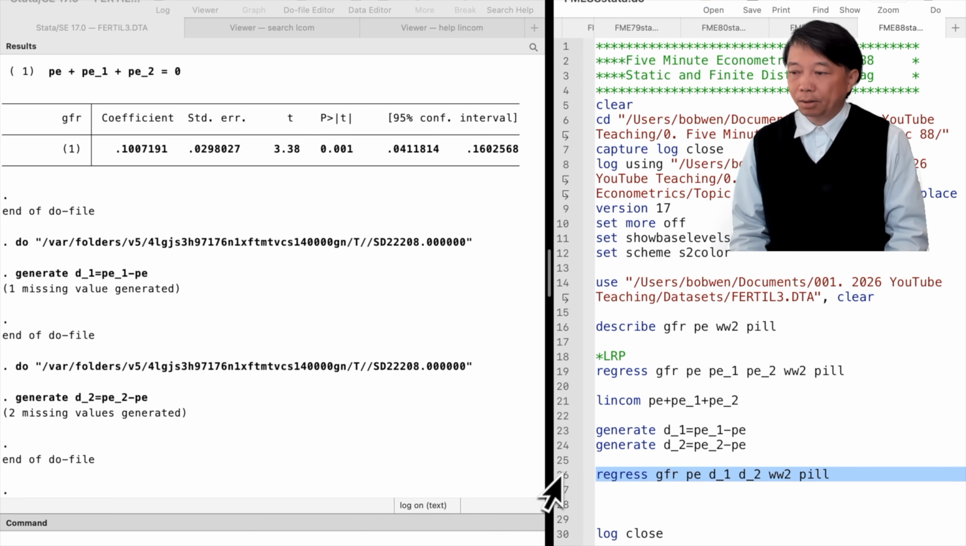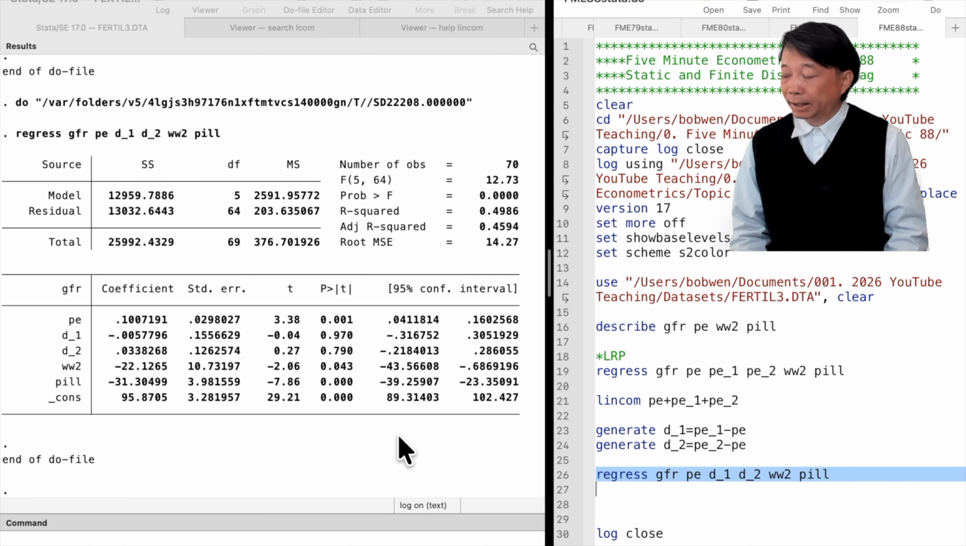Using either method, we find the long-run propensity of the tax exemption on the fertility rate to be 0.101, with a standard error of 0.030. The t-statistic is 3.37, and the p-value is 0.001. The long-run propensity is statistically significant at any level above 0.1%, although each of the individual tax exemptions is insignificant.